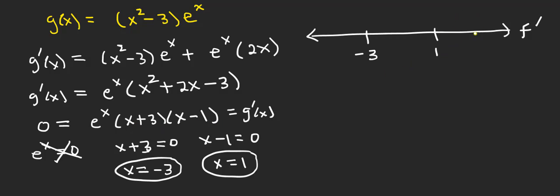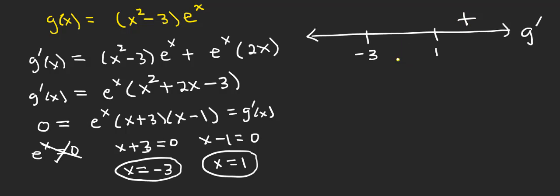So let's choose a nice number here. 4, 5, doesn't matter. 10. Plug into g prime. I'm sorry, I made a mistake. This should be g prime, not f prime. So let's plug it in. Let's plug in 4. You get positive, and e to the x will always be positive no matter what x is. So it will be positive.